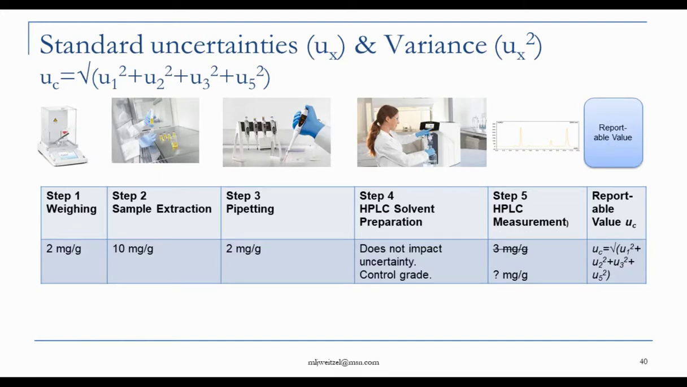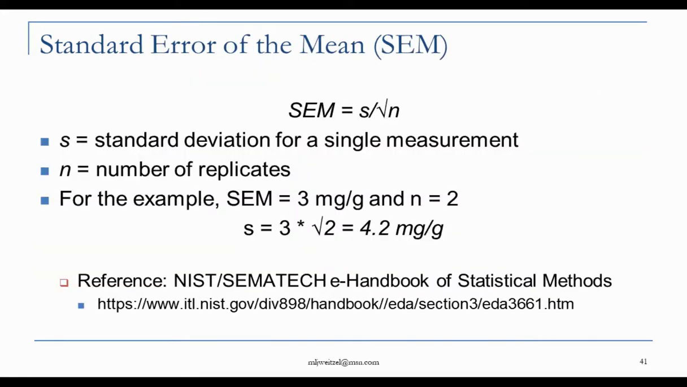Well, what happens if we only do 1 injection? We get 1 chromatogram. What would the uncertainty be? Well, we're very lucky that there is a formula, the reality in our universe of standard error of the mean, where that standard error of the mean is equal to the standard deviation of an individual result divided by square root of n, the number of replicates.